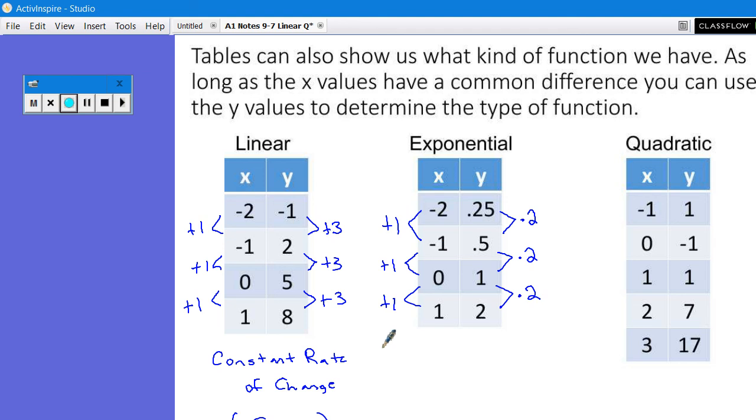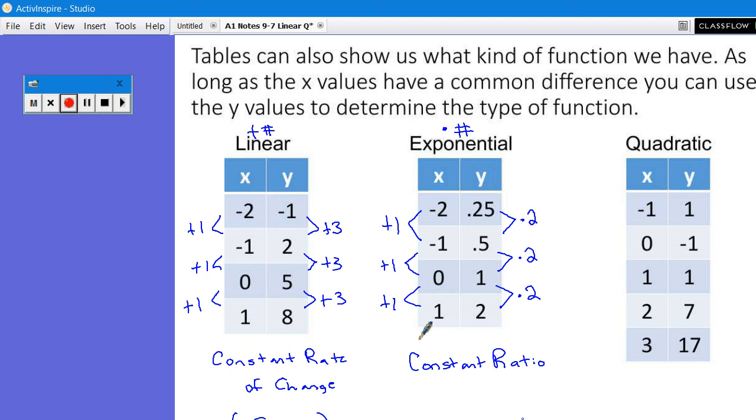There you go. So if you multiply by the same thing every time, it is called a constant ratio. And that constant ratio means that you're going to be dealing with and looking at that exponential. Remember, if you add the same number every time, it's linear. If you multiply by the same number every time, then it's going to be exponential.